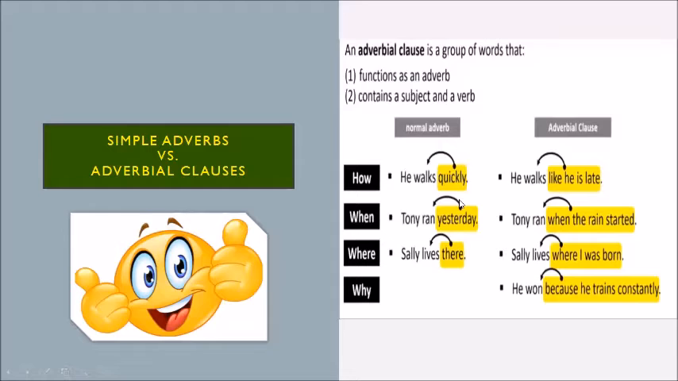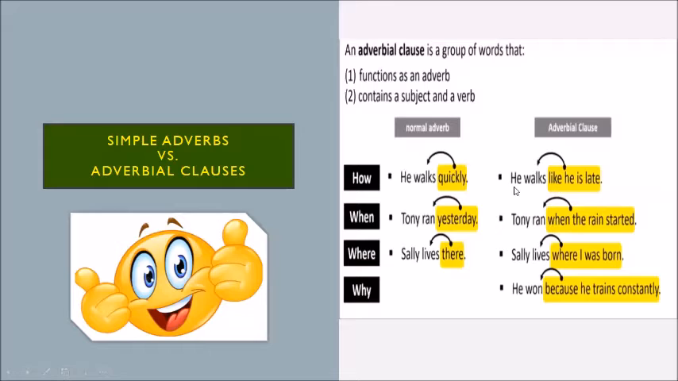In the three examples that we have first, we can identify only a word that modifies the verbs. Quickly, yesterday, there. They have the function of adverb. What is going to be the difference with adverbial clauses? As we saw in the previous slide, an adverbial clause is going to have a subject and a verb.